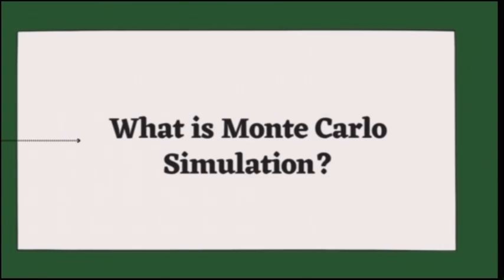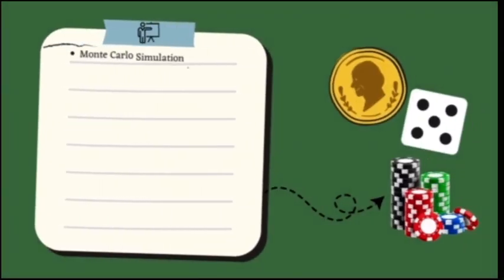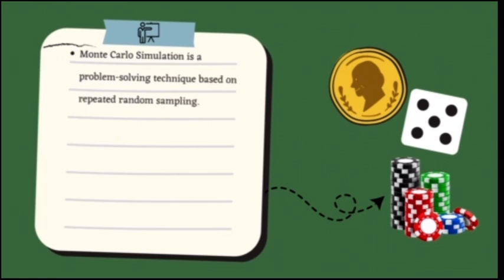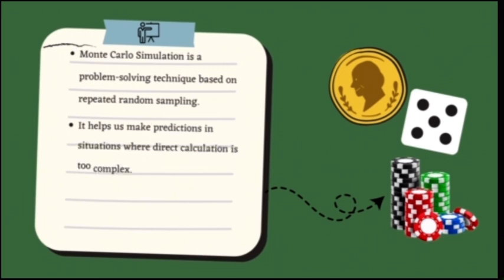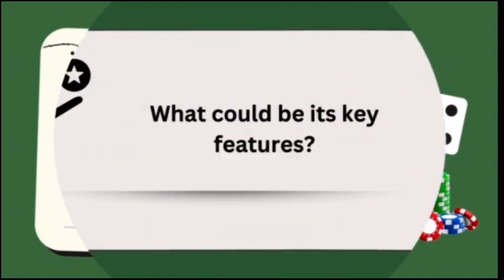So, what actually is Monte Carlo simulation? Let's dive deeper. Monte Carlo simulation is a problem-solving technique based on repeated random sampling. It helps us make predictions in situations where direct calculation is too complex. The more simulations we run, the more accurate our results become.